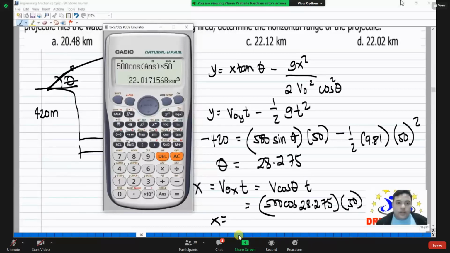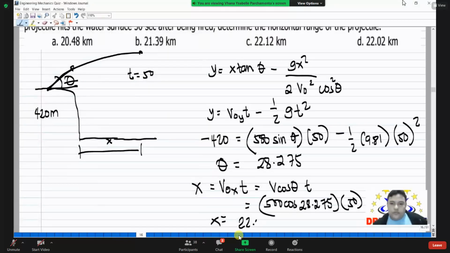So that is in kilometers. So that is 22.02 kilometers. Letter D. Yan, letter D po yung sagot. Next.